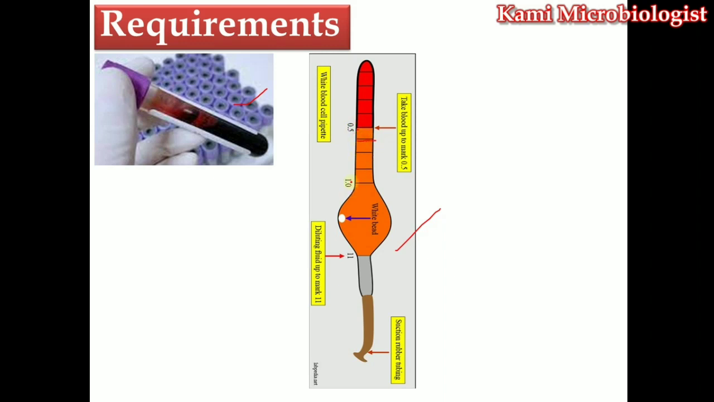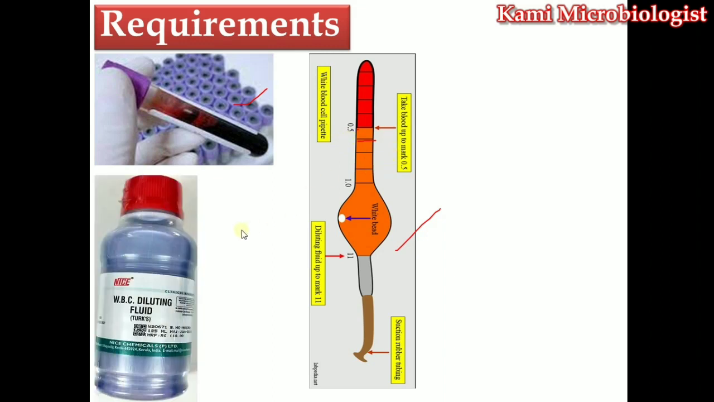It is marked from 0 to 11. We have to draw the blood up to the 0.5 mark, and then dilute it by drawing the dilution fluid up to 1.0. This is how we can use this WBC pipette. So we need a WBC pipette. We also need white blood cell diluting fluid that can dilute our blood, meaning it ruptures the red blood cells as well as the platelets, so that only white blood cells remain when we use this diluting fluid.